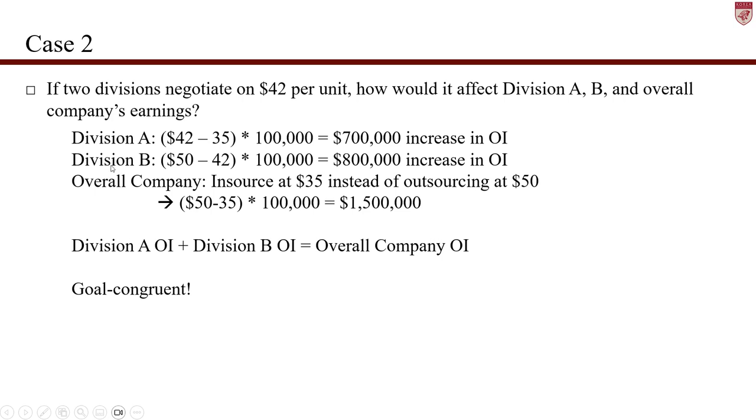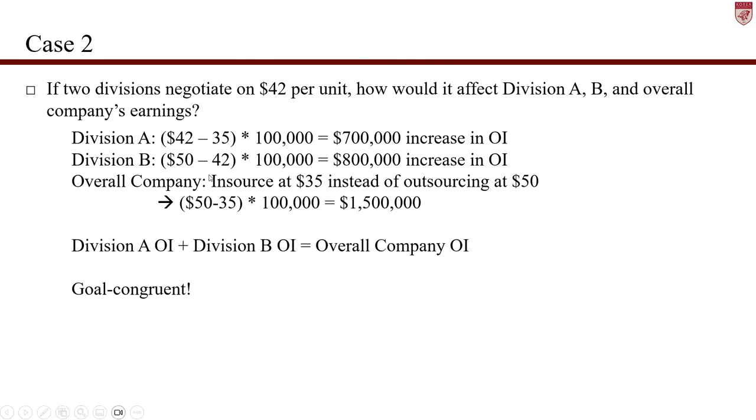Now from Division B's perspective, they are actually buying at 42 instead of 50 from the external market, right? So 50 minus 42 times 100,000 units, $800,000 increase in OI.